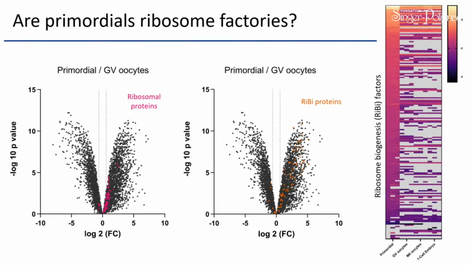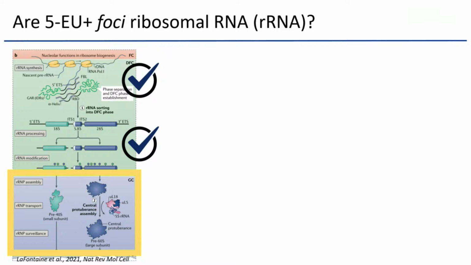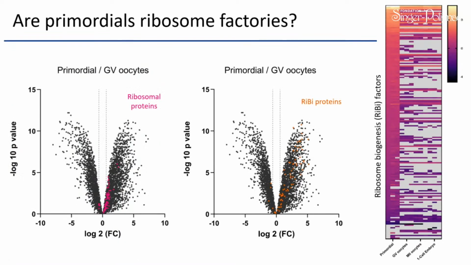And then we also check the last step, ribosome biogenesis, with the ribosomal proteins and ribosome biogenesis assembly factors. We did proteomics in primordial and GV oocytes, and we see very interestingly that here in the heat map, it's easier to see. This is a primordial oocyte in triplicate, and in all of the cases the ribosome biogenesis factors are abundant. In the primordial oocyte, they are either lower or not detected in the GV, M2, or one-cell embryo, showing that the primordial oocytes could be ribosome factories.